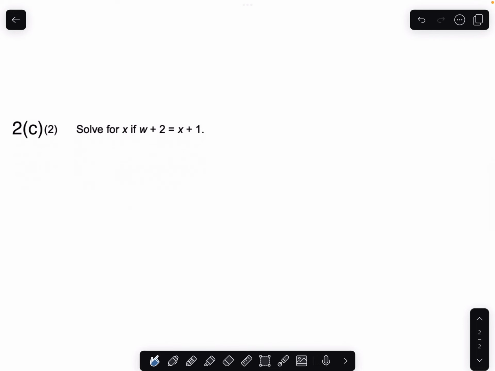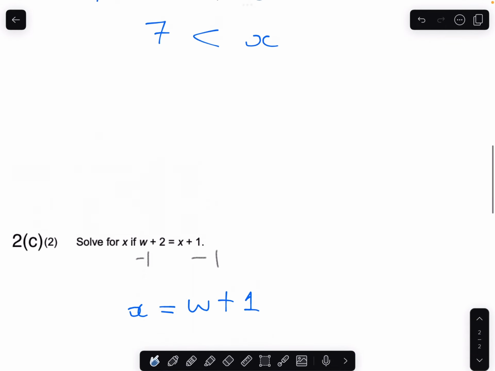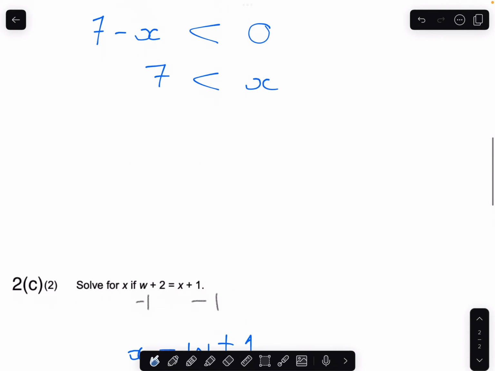The second one, solve for x if W plus 2 is equal to x plus 1. So that's just a matter of rearranging the equation so that x is the subject. So I'm going to minus 1 on both sides. So x will then be W plus 2 minus 1, which is just plus 1. And that is that, unless there's a trick that I'm missing. Let's see. So first answer, x greater than 7, yes.